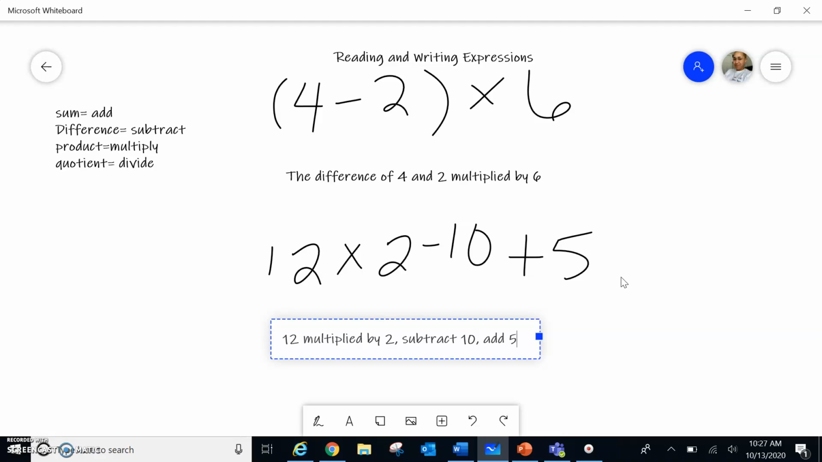Alright, so now you're going to do the work on this slide that goes with this video. Make sure you write out what is written on the slide first, and then you write the expression that goes along with it, all in your math notebook.